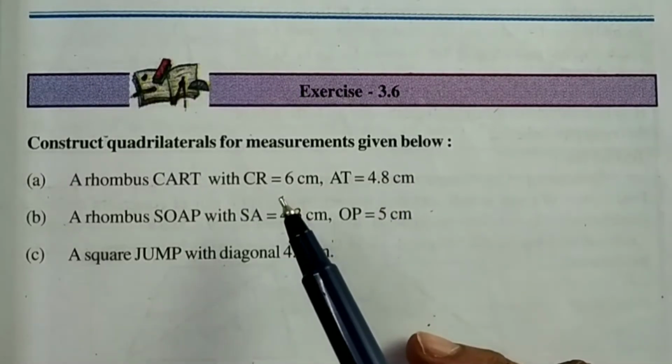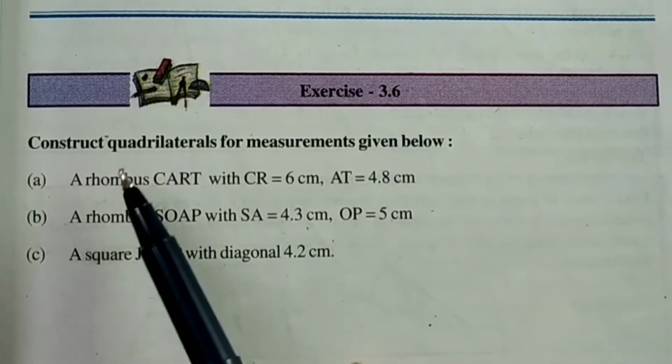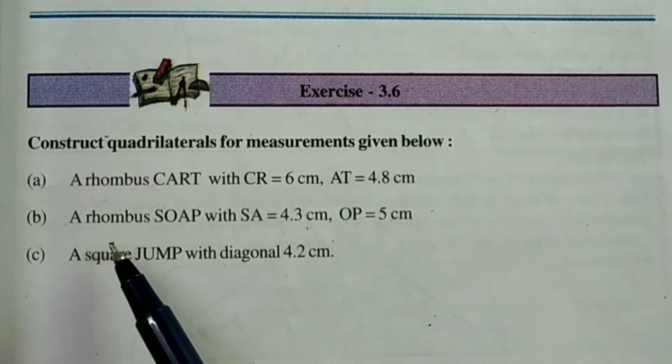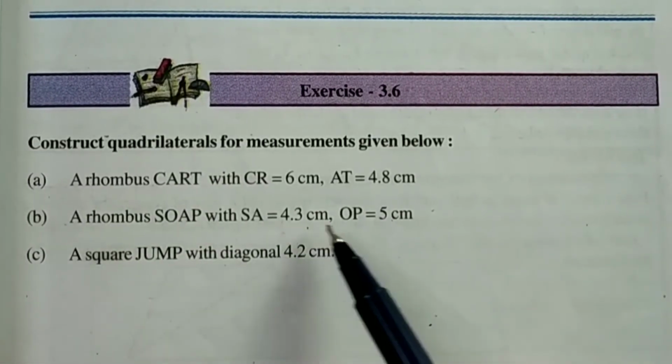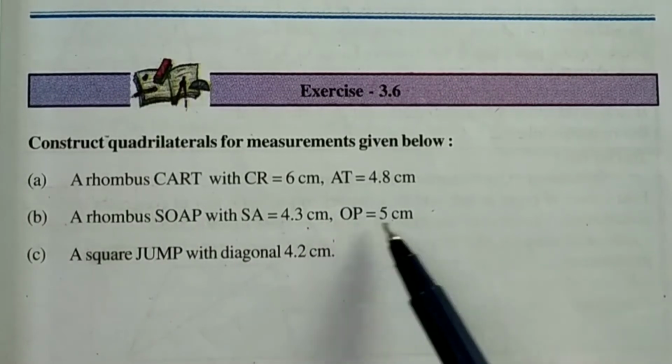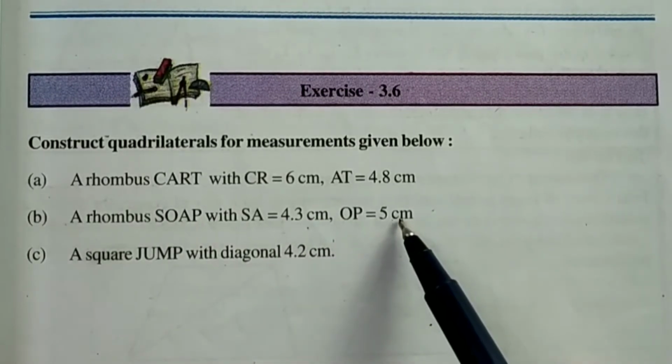From this video, I would like to explain the construction of a rhombus SOAP with SA equal to 4.3 centimeters and OP equal to 5 centimeters.